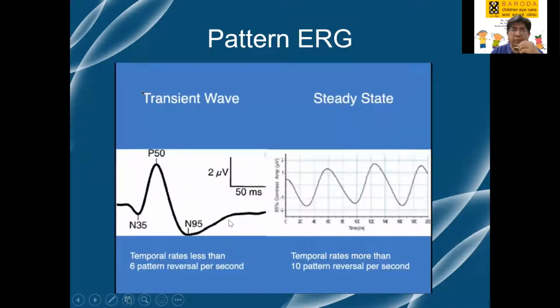This is what we used to do a couple of years back. So this had a reversal rate of 6 patterns, and this is a transient wave.